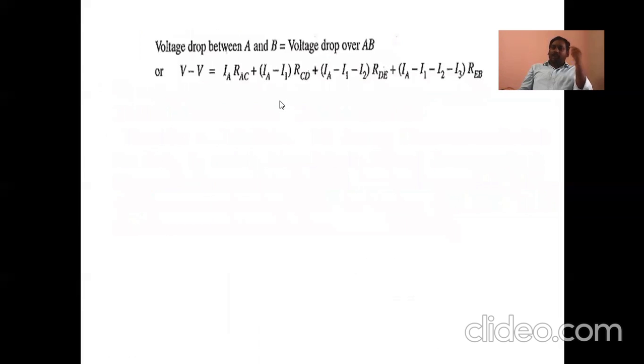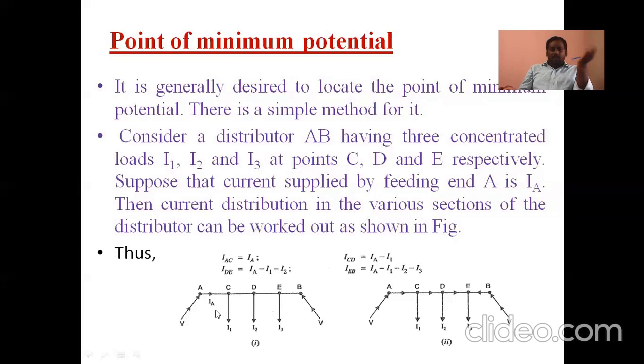Then IA minus I1. The total current flows through this distributor AB: IAC plus ICD plus IDE plus IEB. IDE means IA minus I1 minus I2. IEB means IA minus I1 minus I2 minus I3. Like this.